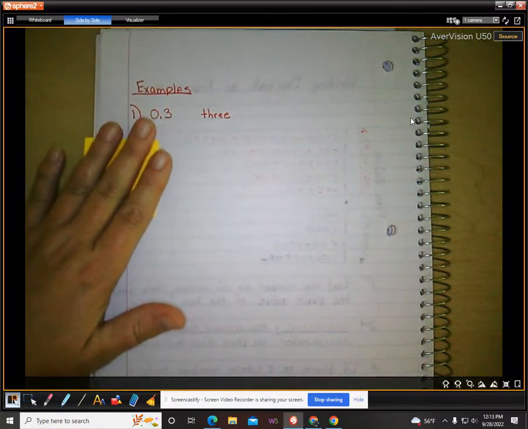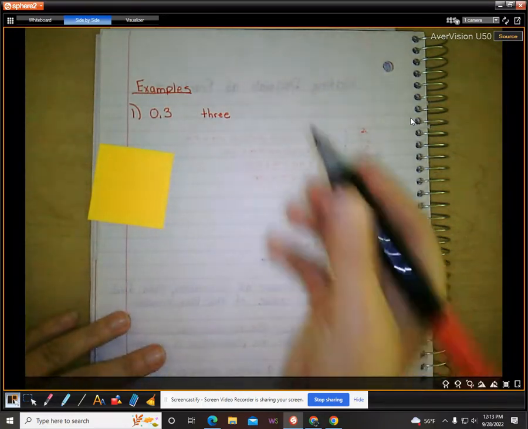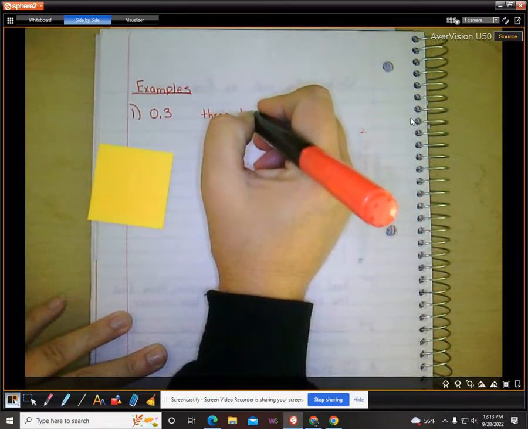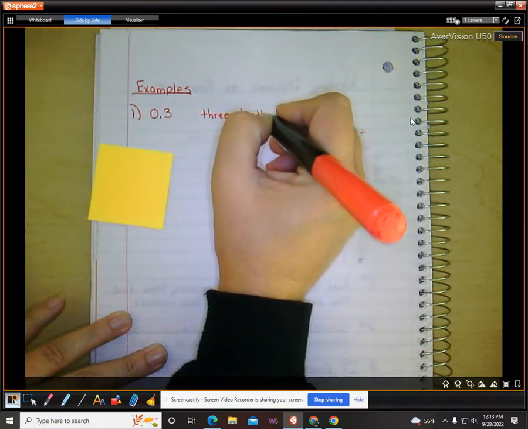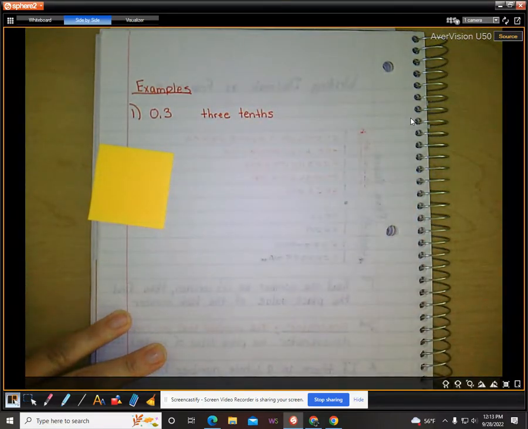Second part is figuring out what place value the last digit is in. Well, this one only has 1 digit, so you're looking at the only number there. And Mateo, what place value is that 3 in? Tenths. So that would be written as 3/10.